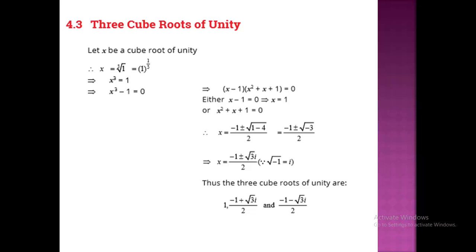Cube root of unity. Let x be a cube root of unity. Now x is equal to 1 power 1 by 3, and taking cube of both sides we have x cube is equal to 1. We move 1 to the right, left hand side is x cube minus 1 is equal to 0. Now we apply here the formula a cube minus b cube, which is equal to a minus b, a square plus ab plus b square.